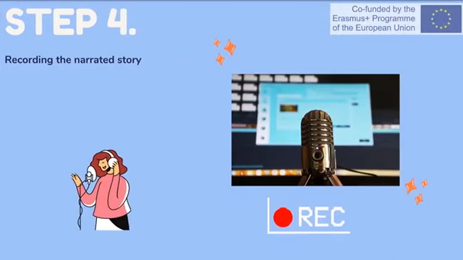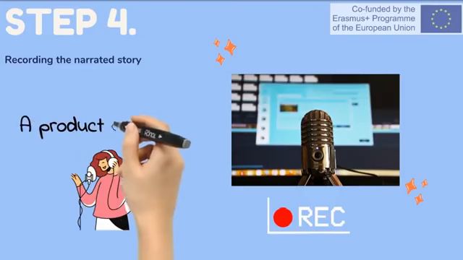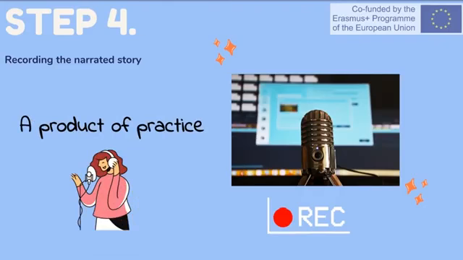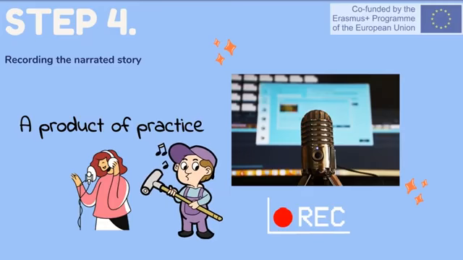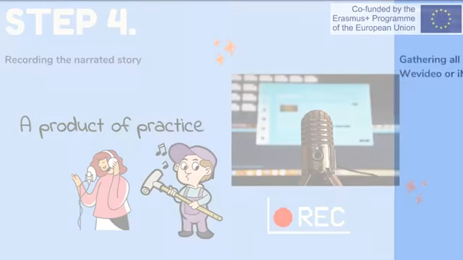Step 5. Recording the narrated story. A good recording is crucial to making an effective digital story. It is a product of a lot of oral reading, practice, and pronunciation. During this step, you can become acutely aware of mistakes and poor word choices. Practice until you are happy with your recording.